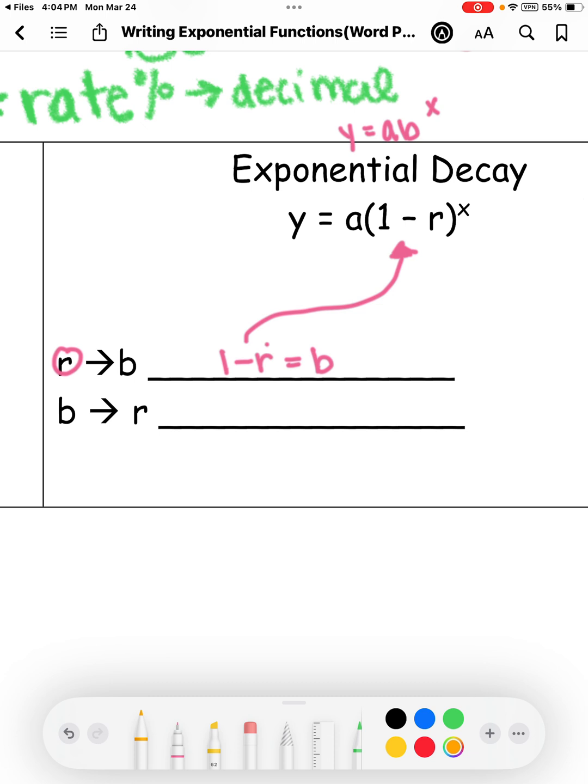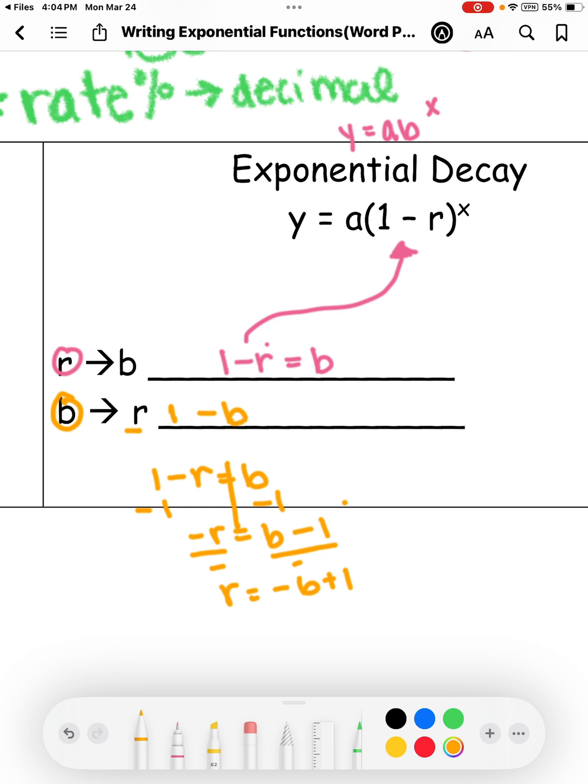And over here, if I'm given the b value but I want to get R, think about it. If I know 1 minus R equals b, to get to R, subtracting 1 gives me negative R equals b minus 1. Divide by negative 1 on both sides. R equals negative b plus 1. So you could say 1 minus b will give me that R value.